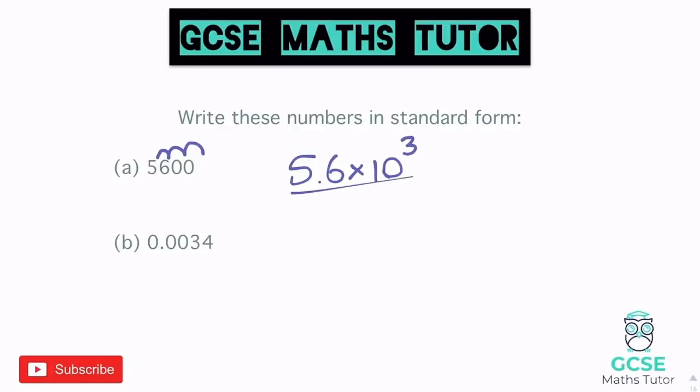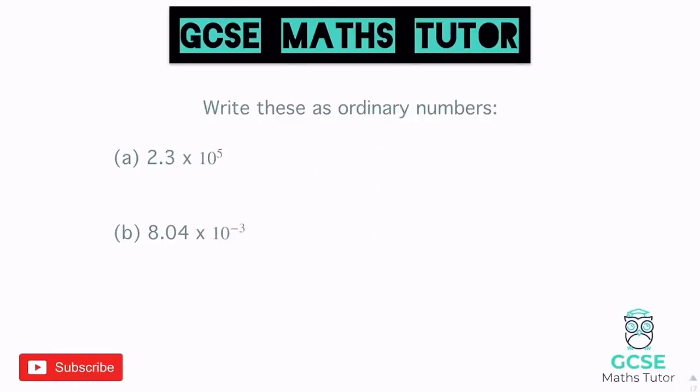Final answer. The next one is a small number, so we're going to have a negative power, because we hop the decimal the other way this time, so 1, 2, 3 would make it 3.4, and again this time it would be times 10 to the negative 3, because it's a 0-point number, that indicates that it's a small number.